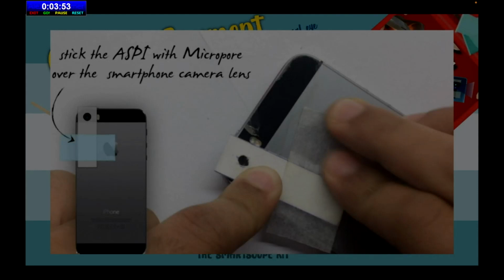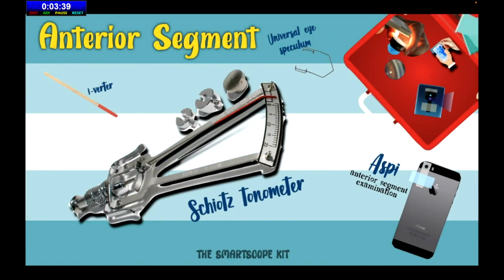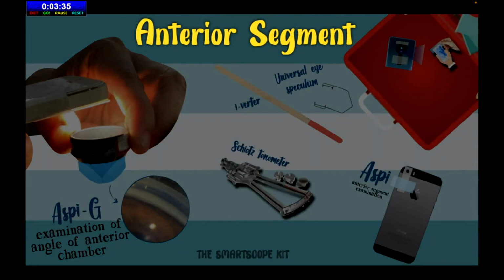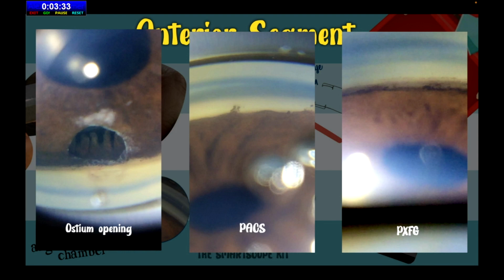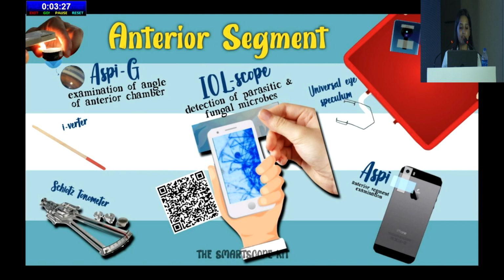the next slide, wherein you can see all the pathologies captured, from corneal to cataract to iris coloboma, PXF, ASCC, to neovascular glaucoma to hydrops to OSSN to even pterygium, subluxated lens, and eye syndrome. We measure the IOP with the Schiotz tonometry. In cases of torchlight examination showing a doubtful narrow angle, we did a gonio ASPE, which is just adding an 8 diopter lens instead of the 15 diopter lens.